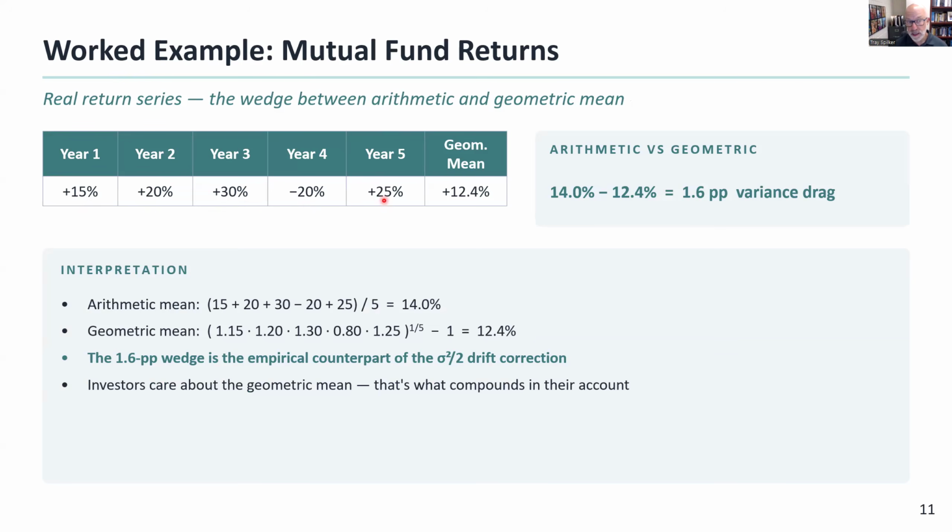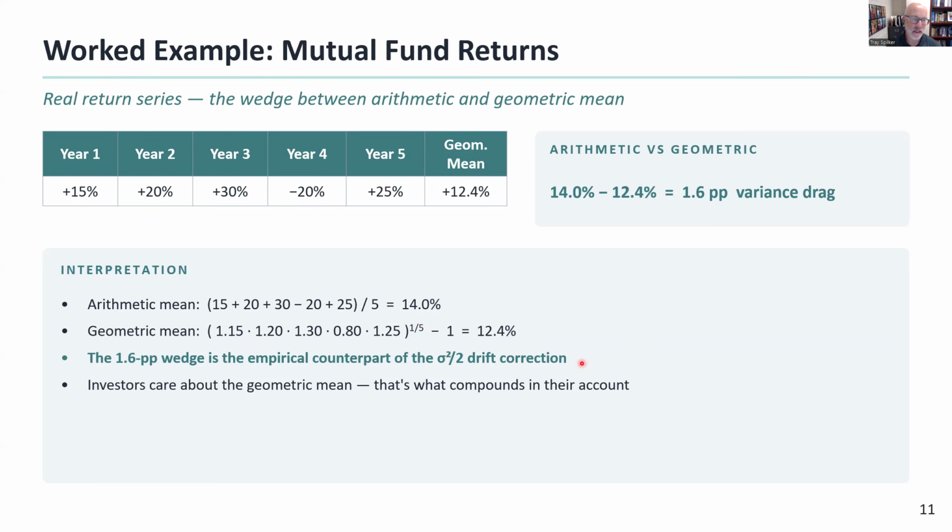Now, when you calculate the arithmetic mean of this, which is the expected return in any given one of these years, you get a value of 14%. But when you compound these returns, which is just the gross returns multiplied times each other, 1 plus 15%, 1 plus 20%, and so on, and you annualize them, that's what we're doing here, you get a geometric mean of 12.4%. We can calculate what the drag of the variance is here, basically 1.6%. So this is an empirical showing of what the drift correction really is all about.